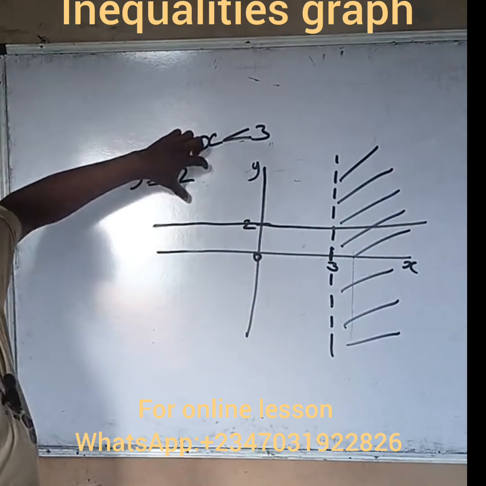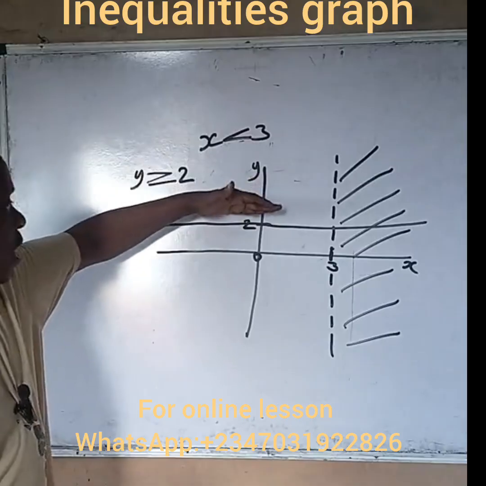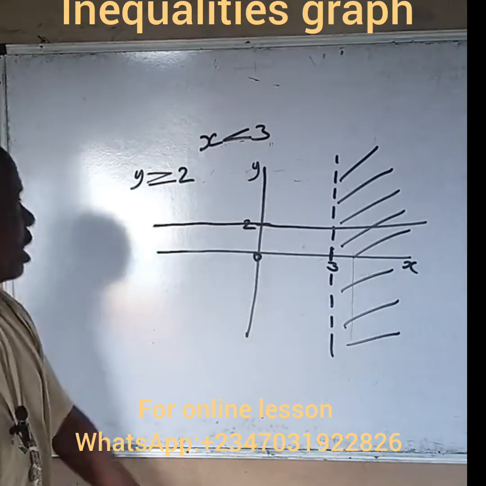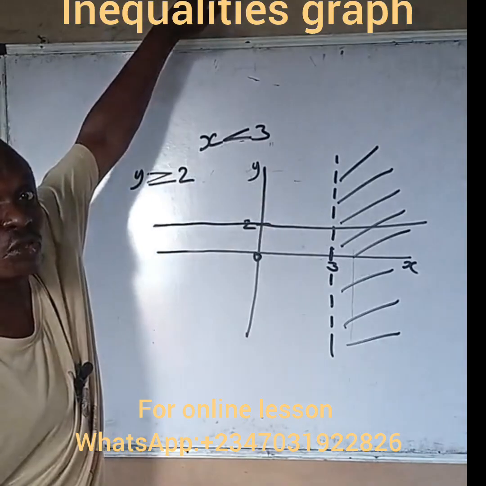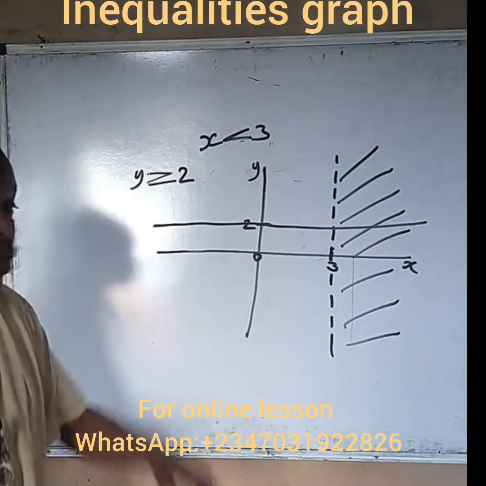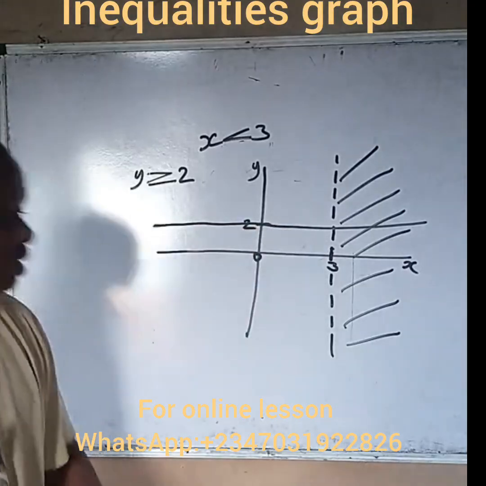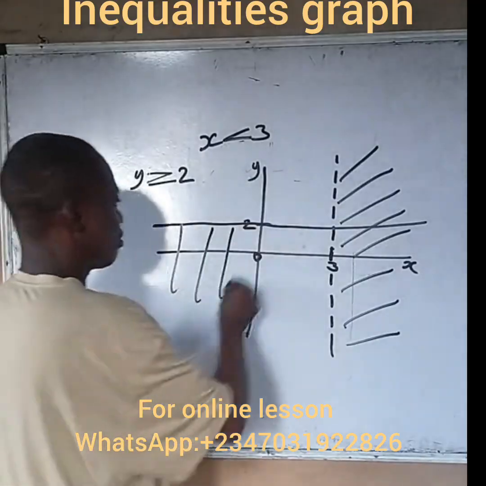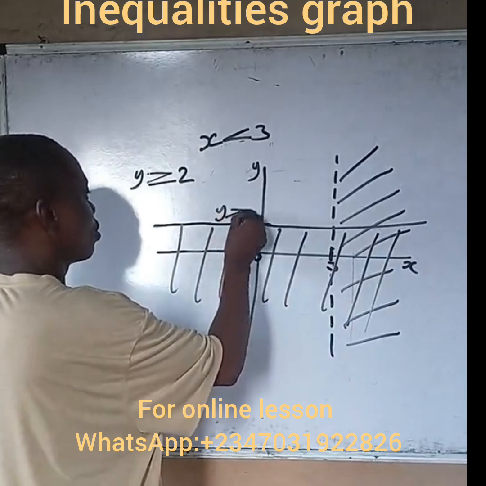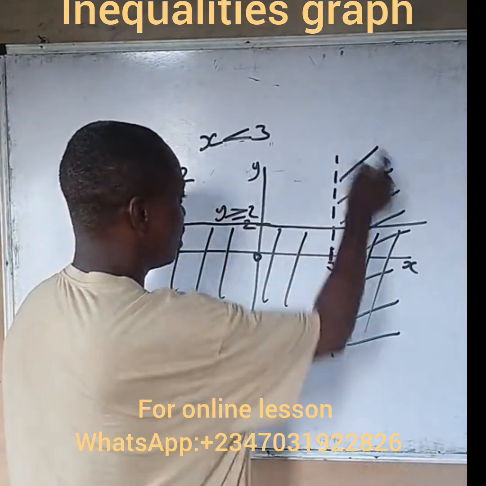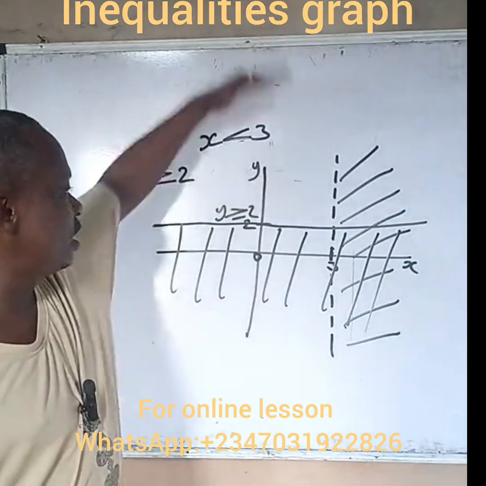Now, they say it's greater than or equal to 2. Which is the portion of the y that is greater than 2? Everything here is greater than 2. Everything here is lesser than 2. Since they say y is greater than or equal to 2, you need this region that is greater than 2. This region that is lesser than 2, you don't need it. Because you don't need this region, you shade this part. So this one now is y greater than or equal to 2, while this one is x lesser than 3. So the answer to this side now is here.